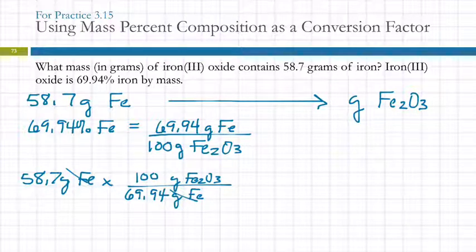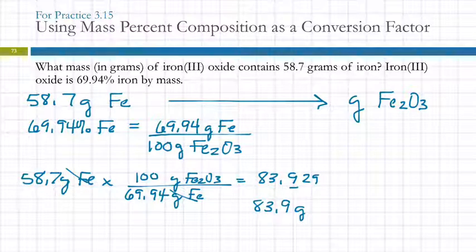I don't have to think about, was I supposed to multiply or divide by that? What do I do? The units tell me what to do. Units are your friends. You may have to make friends with them, but they will treat you well if you treat them well. So this comes out to 83.9, and then 2.9. We should have 3 sig figs here, and then we'd round that to 83.9 grams of the iron oxide.